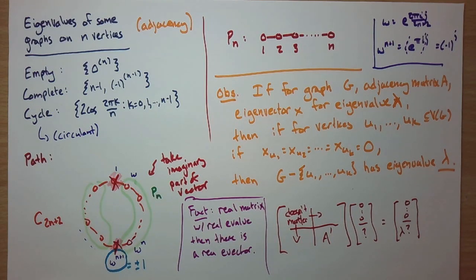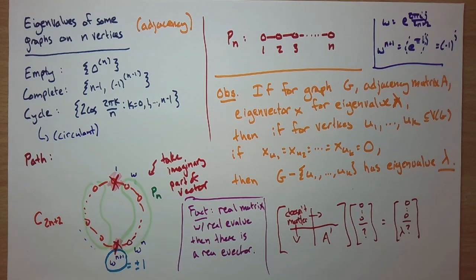Yes, maybe? I think so. Okay, so the punchline is you capture the eigenvalues, not multiplicities, mind you, but the eigenvalues from this bigger cycle, except for the extreme eigenvalues, 2 and minus 2.